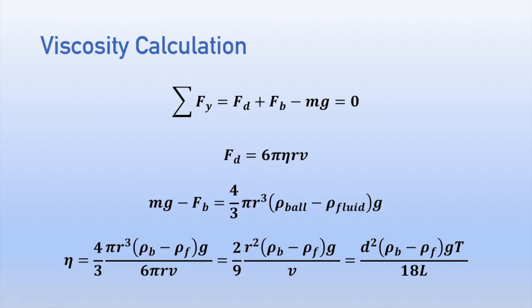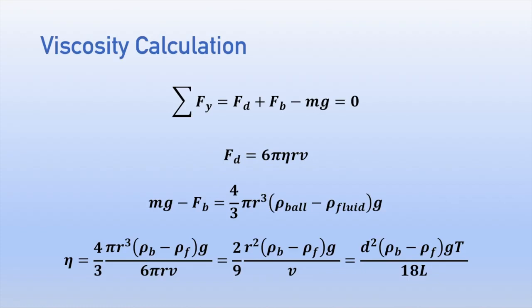If we use these two equations and plug them into the equation in the first line on this slide, we can rearrange to find that the viscosity of the fluid is equal to 2 over 9 r squared into the density of the ball minus the density of the fluid times gravity over the terminal velocity.